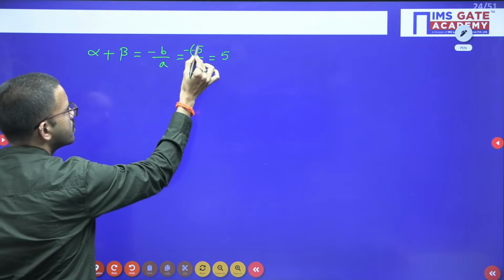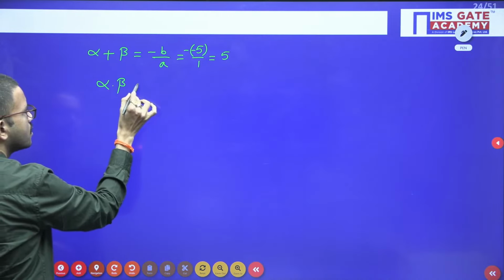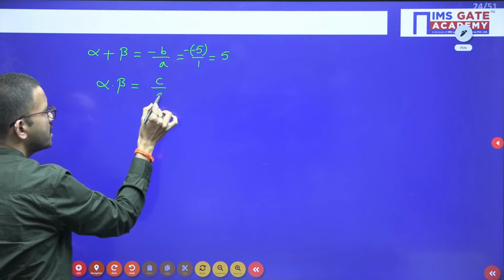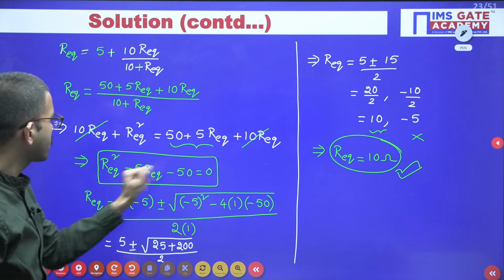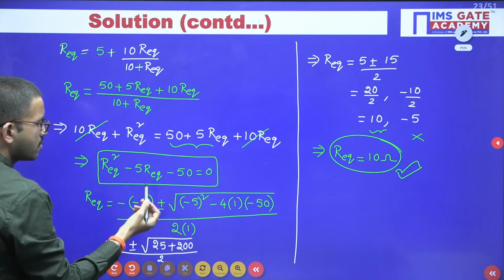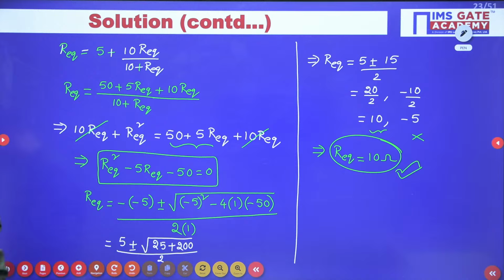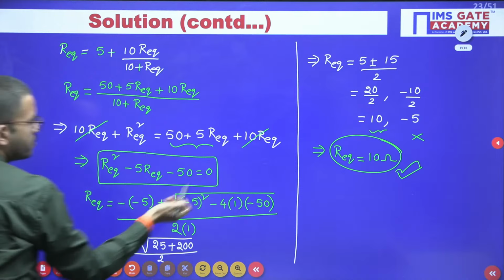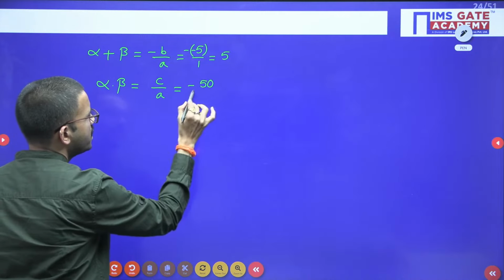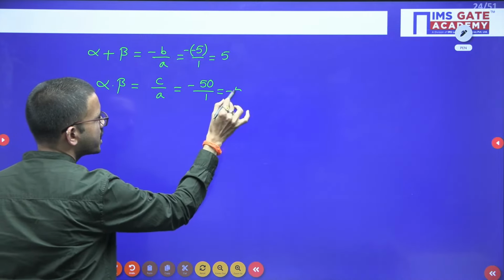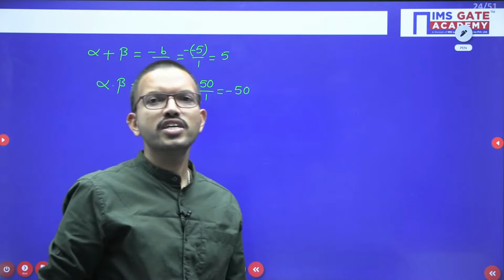Next, similarly, the product of the roots equals c by a. Here c is nothing but minus 50, divided by a, which is 1. So from here you are getting minus 50. Okay, is it clear?